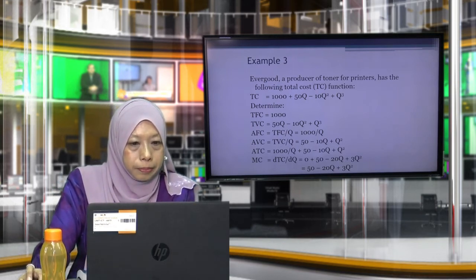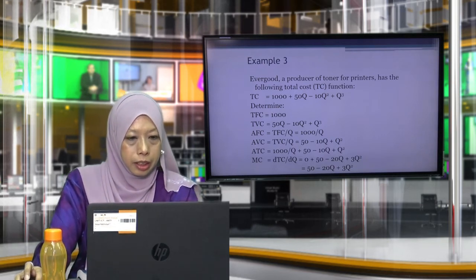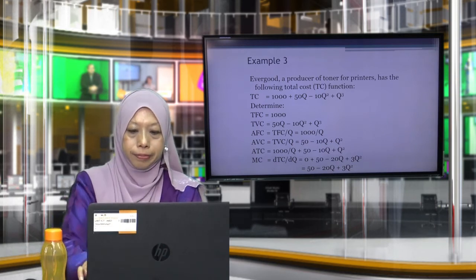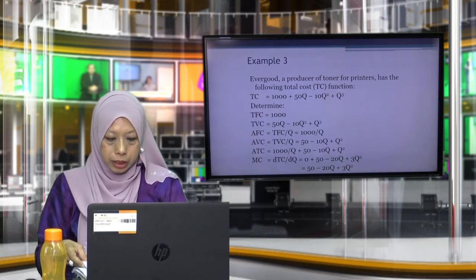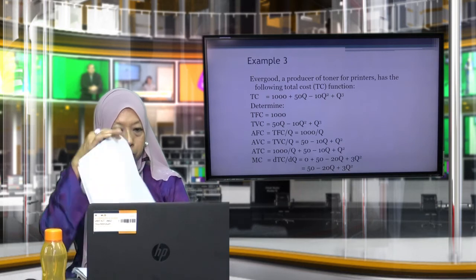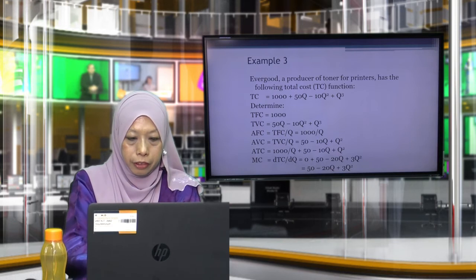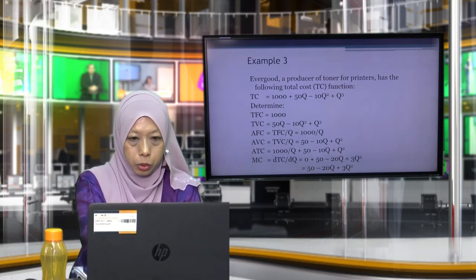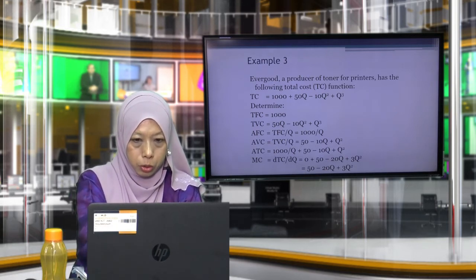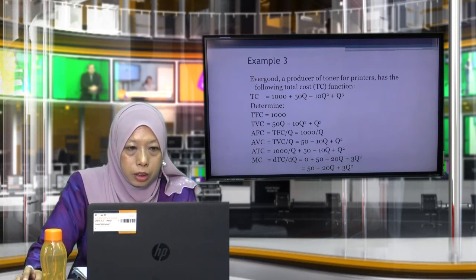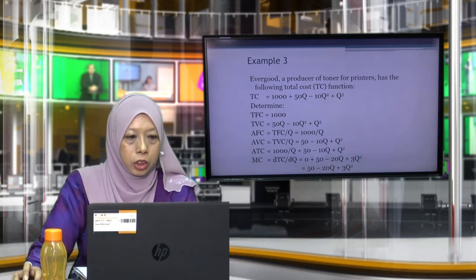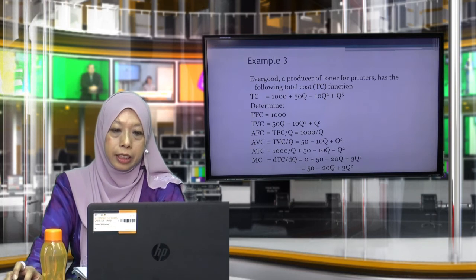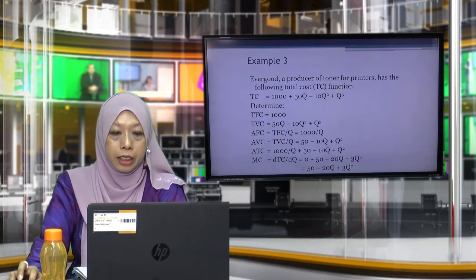So let us try this. Your function just now was 1000. Okay, so let me refer to the question again. It should be 1000 plus 150Q minus 8Q squared plus 0.4Q to the power of 3. This is the original total cost function. So let's look at the question again. You have to derive 4 functions: AFC, AC or ATC, AVC, and also MC.